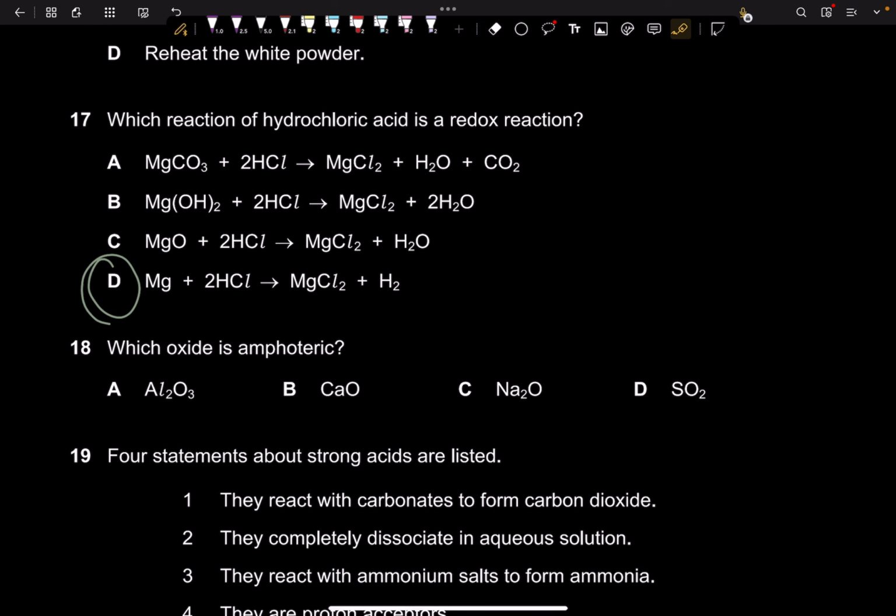Moving on, which oxide is amphoteric? ठीक है, in your syllabus there are two oxides which are amphoteric, aluminum oxide and your zinc oxide. So we have no zinc over here, we only have one option which is aluminum.